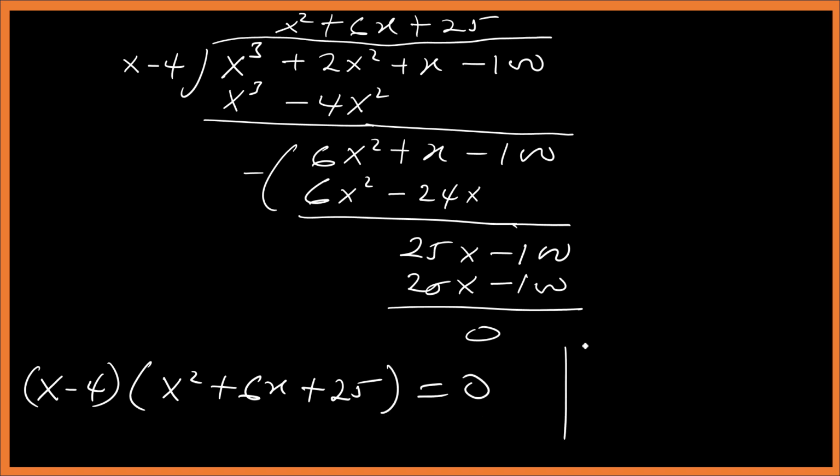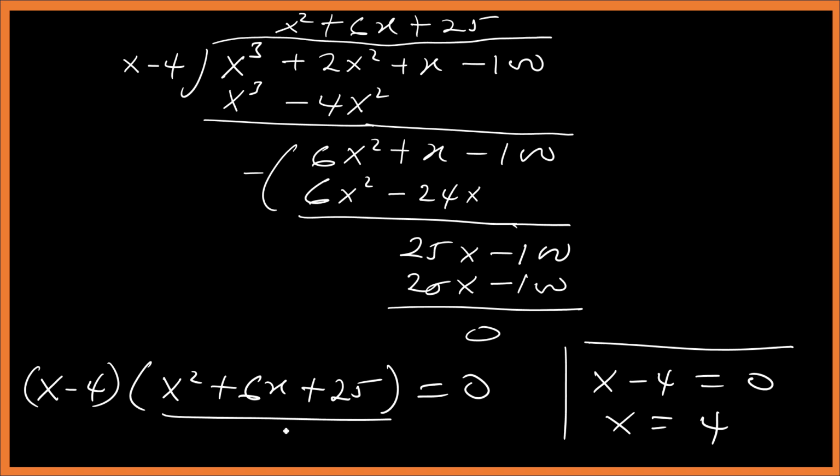So the first answer is x minus 4 equals 0. Therefore, x equals 4. So let's look at the second one, x squared plus 6x plus 25.